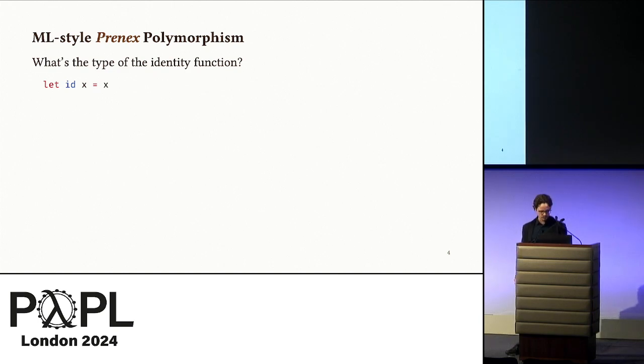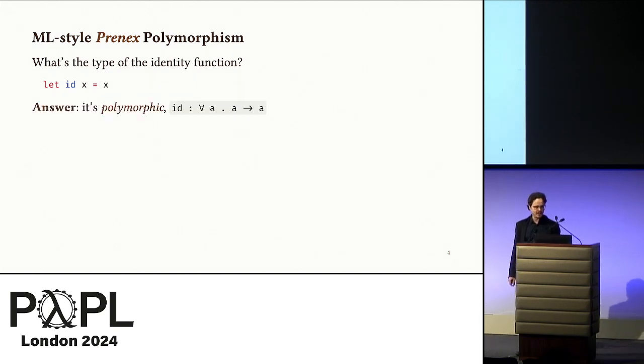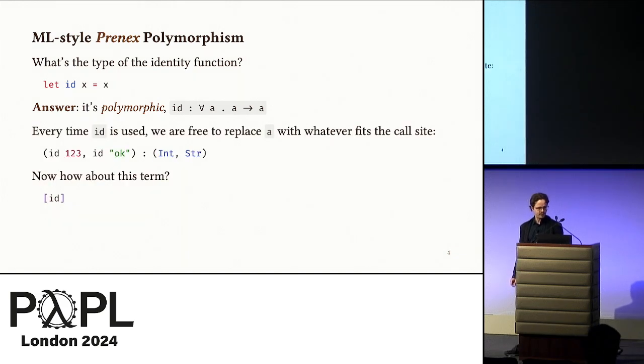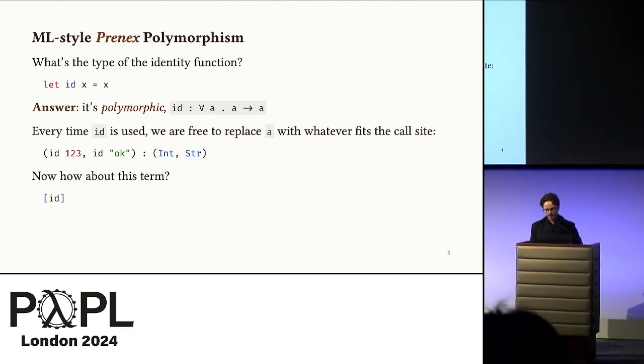Okay, so this function has a polymorphic type, right? For all A, A to A, and this means you can use it in several positions which expect different types, and every time you use it, you're free to substitute the type variable A with whatever is required at the call site. Okay?